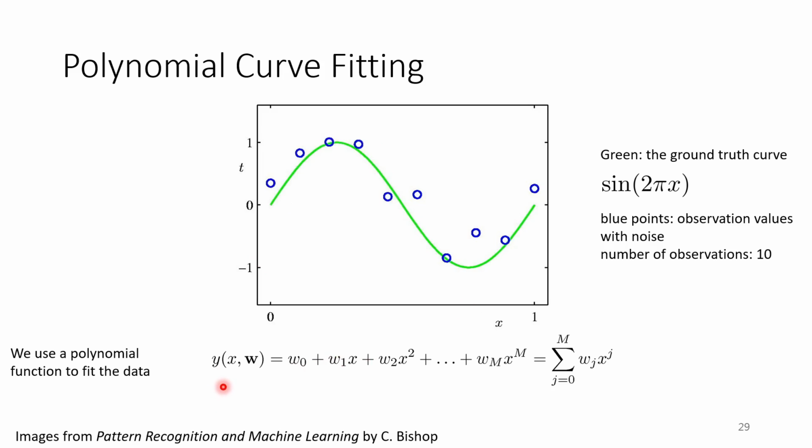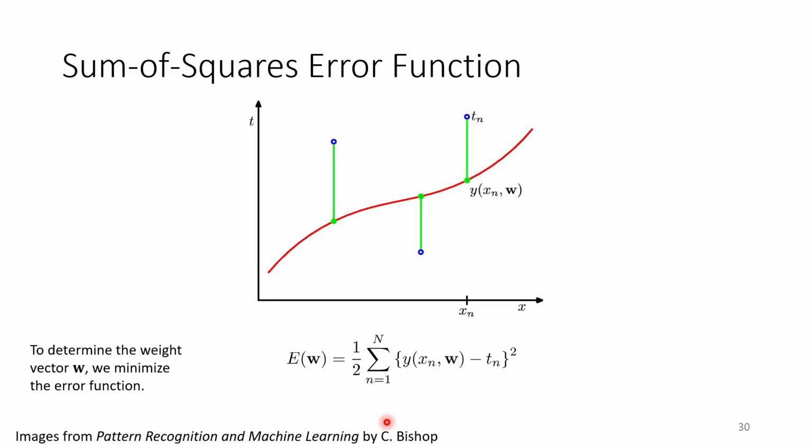If we use a polynomial function to fit or to model this data, the polynomial function equation will look like this. There is a sequence of weights W0, W1 to WM. M is the order of the polynomial. What we need to do is to determine those weight values based on the input data and this model. So how to determine those weights?